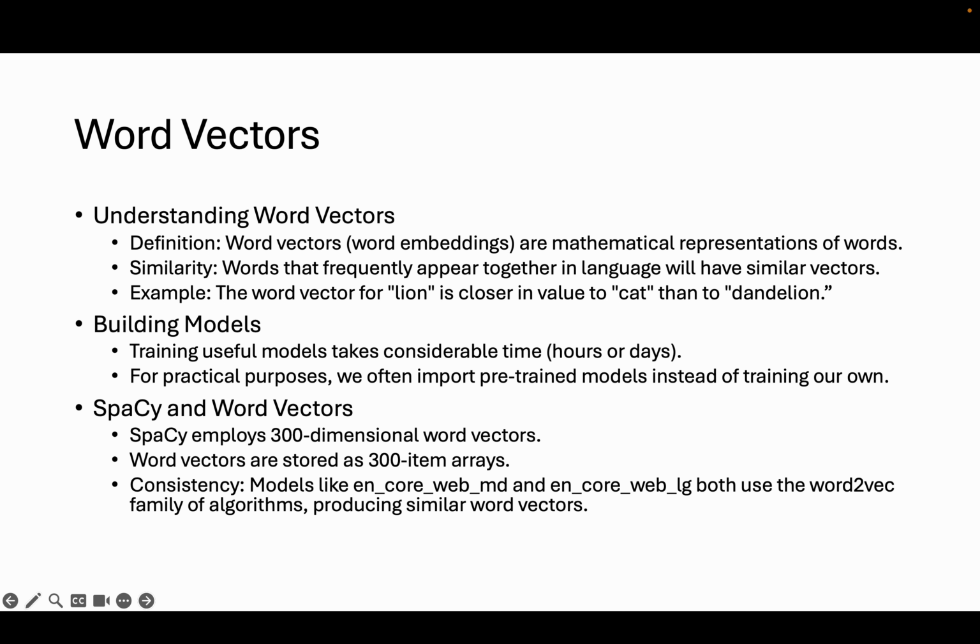So for instance, in spaCy, this vector is 300 dimensional. This means each word is represented by an array of 300 numbers. Models such as en_core_web_md and en_core_web_lg, the English core web medium and large models, utilize the same word2vec algorithms, ensuring consistent word vector representations across different model sizes.